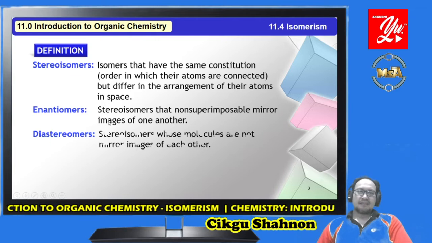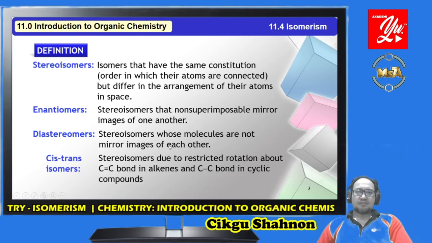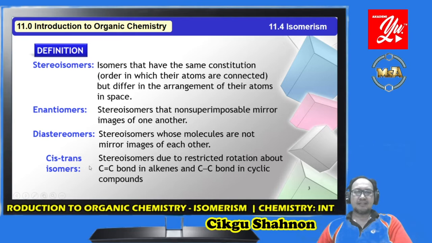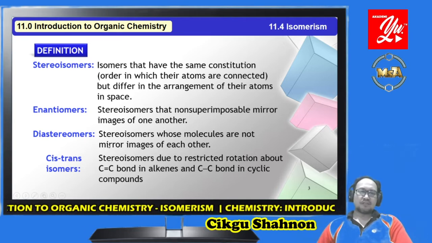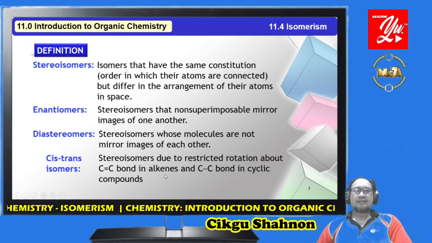Diastereomers. What is diastereomers? Stereoisomers whose molecules are not mirror images of each other. Okay, dia berlawanan lah dengan enantiomers. And cis-trans isomers. Stereoisomers due to restricted rotation about carbon-carbon double bond in alkene and single bond in cyclic compound. Okay, ini cyclic alkyl lah ni. And stereoisomers ini sebenarnya merujuk kepada diastereomers. Cis-trans isomers dia di bawah stereoisomers. Okay, not mirror images of each other and due to restricted rotation about carbon-carbon double bond in alkene or single bond in cyclic compound.